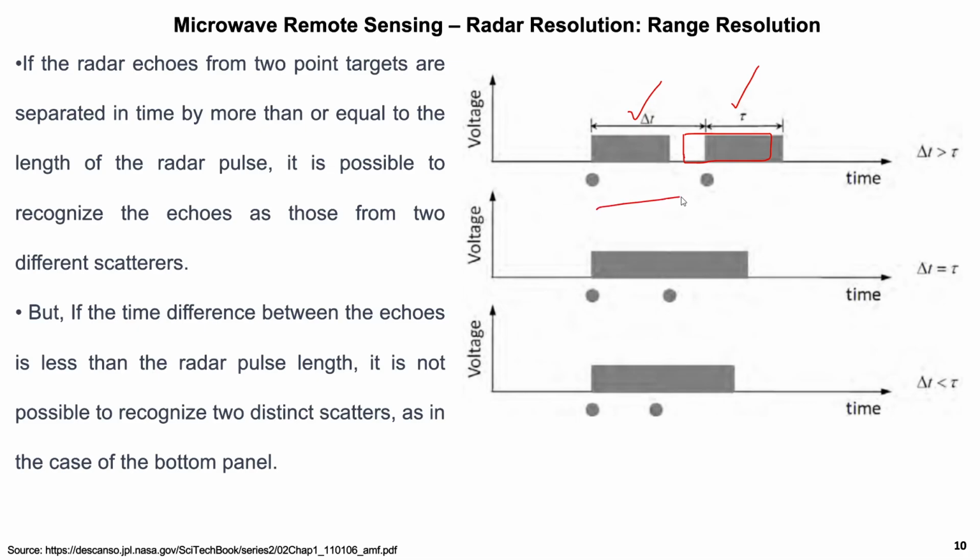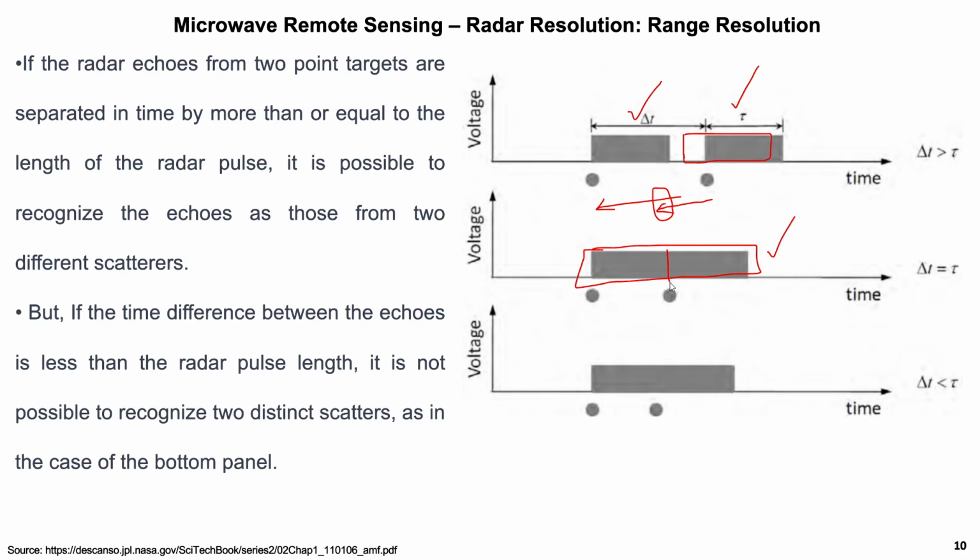your first pulse will hit your first target and then it will return, and by the time your second pulse travels and hits the targets, it will have an overlap with your first pulse. And your radar will consider these two pulses as a single pulse only. So you will not be able to decipher that there are two objects, but rather you will see that there can be only one object that is coming in.